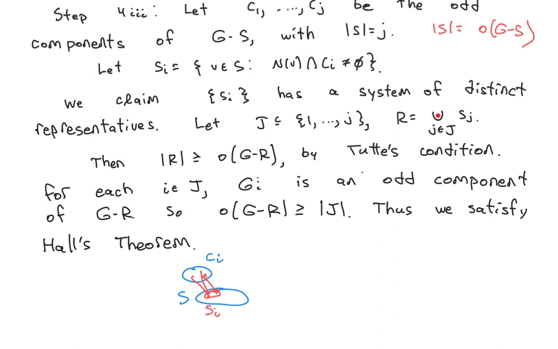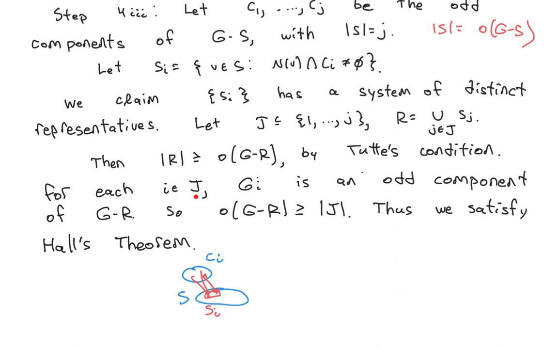We're trying to prove something about the size of the union. So given a subset of odd components, we want to look at the union of the Si's coming from those components. We want to prove that the size of this union is at least the size of J, and it turns out we do that in 2 steps. First, we note that the size of this union is at least the number of odd components of G minus R. That's just Tutte's condition with this set R.